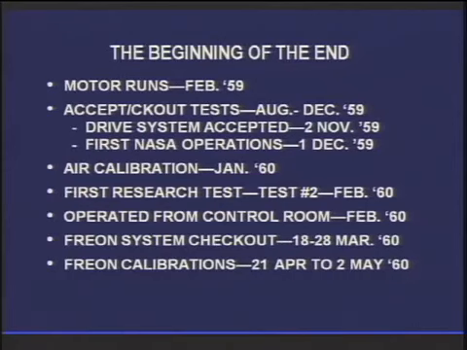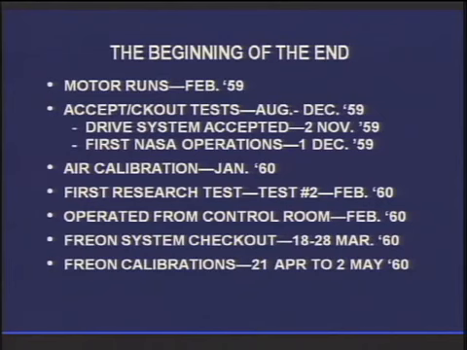So acceptance and checkout tests ran from August to December of 1959. NASA essentially bought off on the motor and the drive system in early November. The motor came with a 1-year guarantee. First time the tunnel was operated under NASA control was the 1st of December 1959. Heretofore, the contractors had been operating everything. The tunnel was calibrated for use in air in January of 1960.